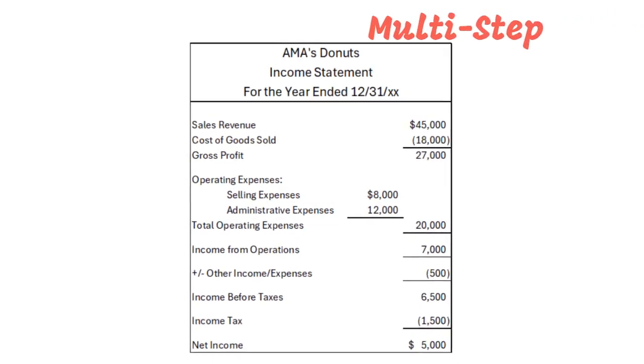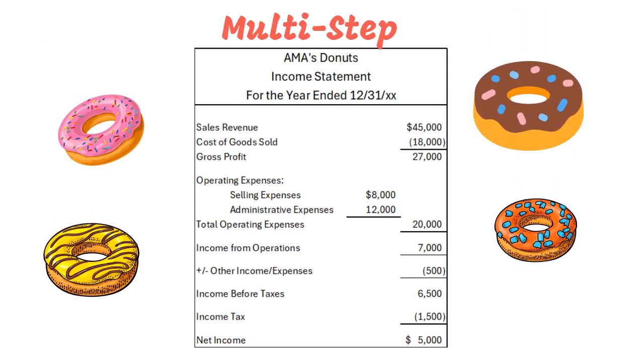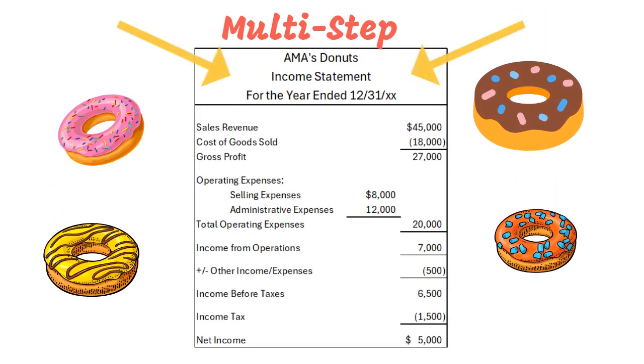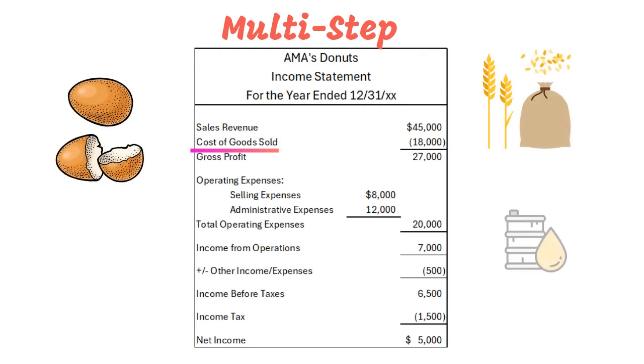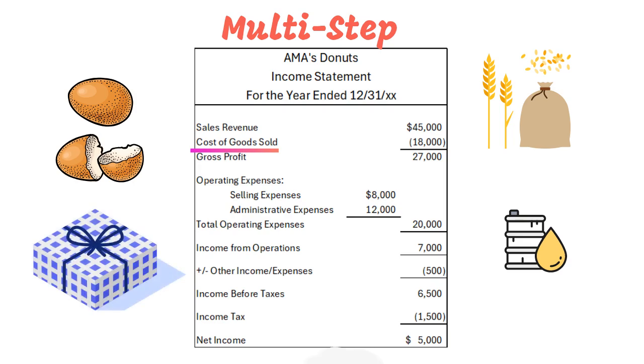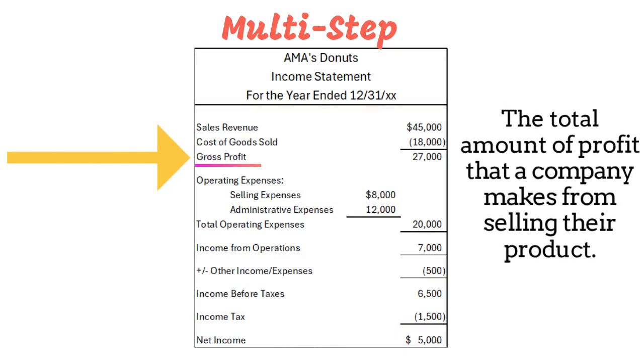On to the multi-step, which is far more common with larger businesses. For this one, let's pretend we've got a donut business. We start off the same way with the title of the company, name of the statement, and time period covered. Let's take it line by line, starting with sales revenue, which reflects all the sales of my donut business, my primary operating activity. From sales revenue, we subtract cost of goods sold, which is basically the cost of making the product. That would be things like flour, eggs, oil for frying, packaging, and even the salaries of my bakers. That leaves us with a very important number, gross profit. Gross profit shows how much we actually earn from the sale of our donuts.